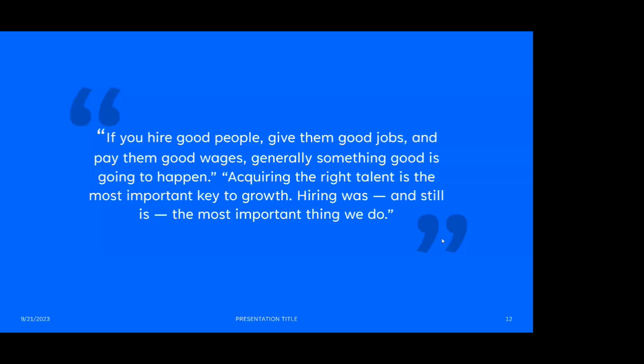This is also a quote: if you hire good people, give them good jobs and pay them good wages, generally something good is going to happen. As we said before, when you find the right candidates, you are opening the first step into your company's success. Acquiring the right talent is the most important key to growth. Hiring was and still is the most important thing that we do.